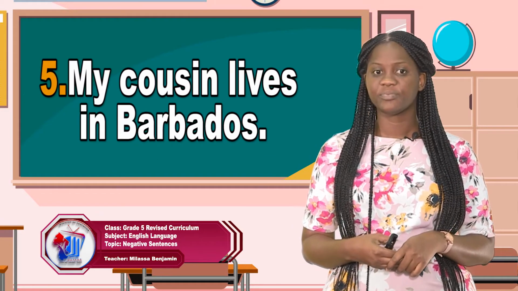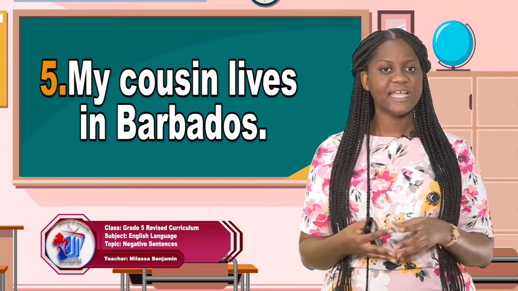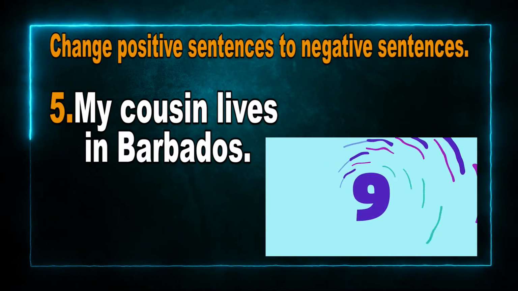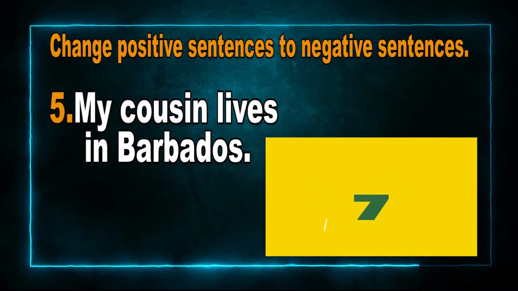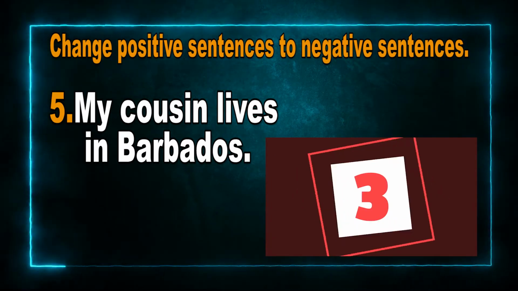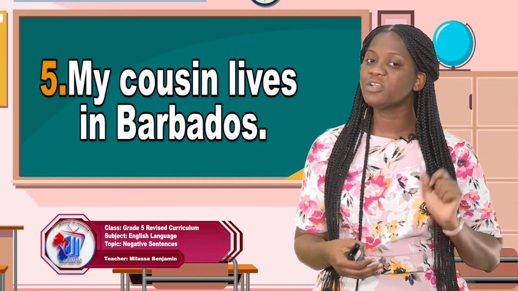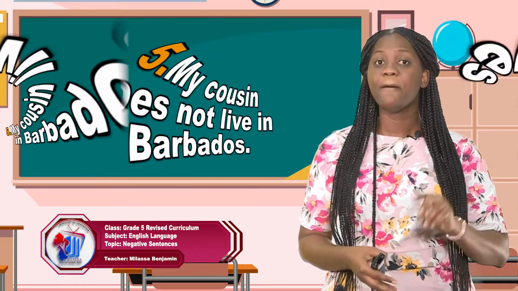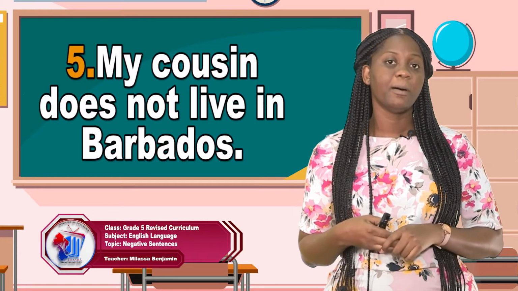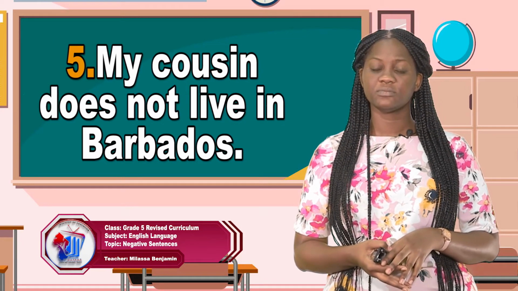And lastly, my cousin lives in Barbados. What is this sentence in its negative form? We're on our way to getting all correct if we have, my cousin does not live in Barbados. Great. So let's move on.